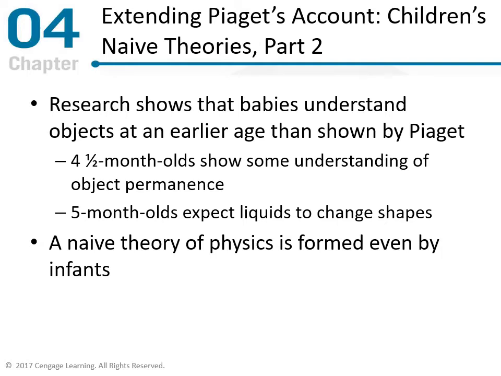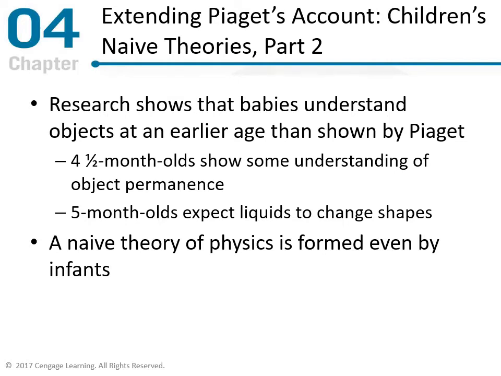Just remember that research shows that babies understand objects at an earlier age than shown by Piaget. Researchers have found that 4.5-month-olds show some understanding of object permanence, that 5-month-olds expect liquids to change shapes, and that a naive theory of physics is formed even by infants. So even infants have a very rudimentary, basic understanding of object permanence, and that if you drop a block, it will go downward, not upward. A very basic, naive theory of physics is formed even by infants. That's what research has shown in criticism of Piaget: they show a little more of that knowledge earlier in infants.